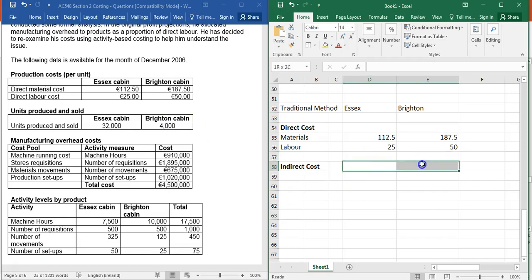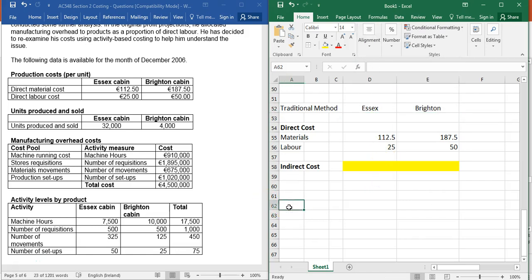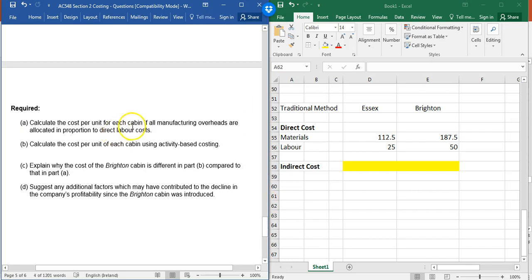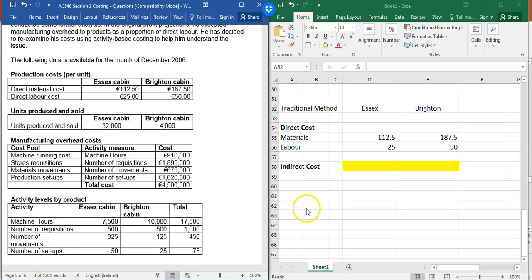However, the problem is then when we get to indirect, we don't know how much of the 4.5 million should go towards Essex or should go towards Brighton. And what we do there is we're going to have some basis to allocate. And the basis we have here in the traditional method is as a proportion of direct labour. So just bear in mind, watch the difference here. It's direct labour costs. So it's not going to be in proportion to direct labour hours here, it's direct labour cost.